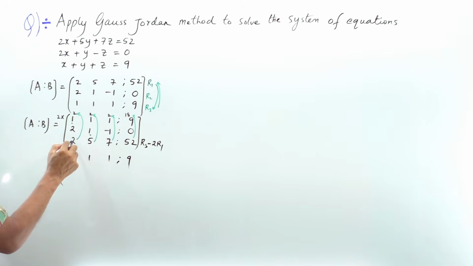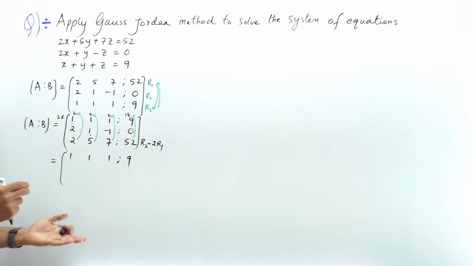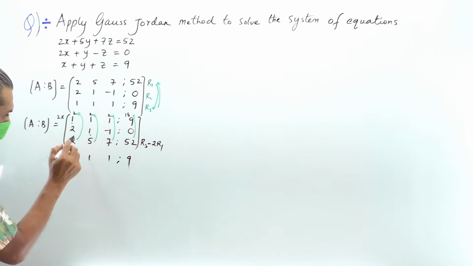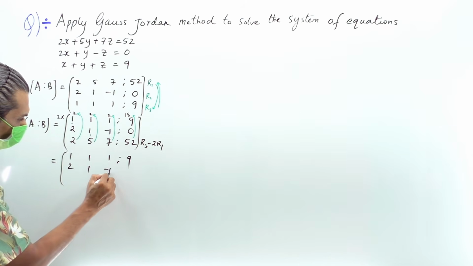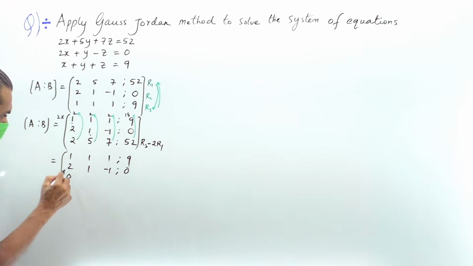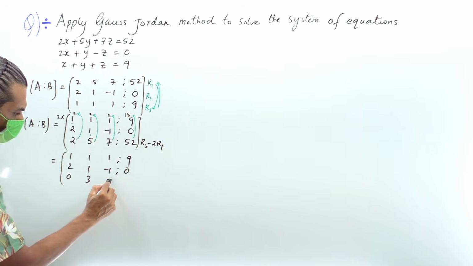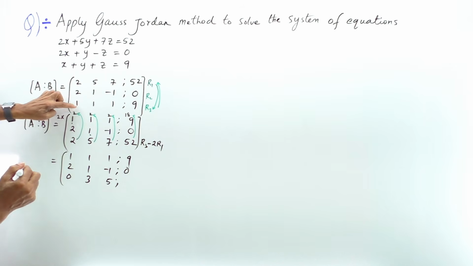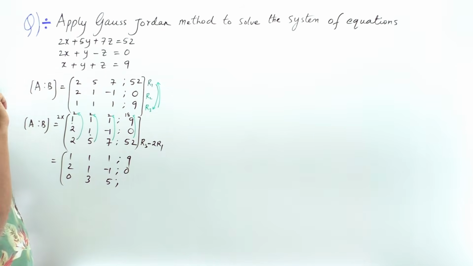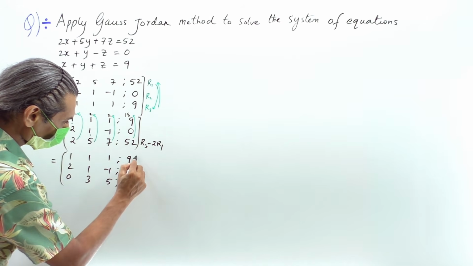See, first I will make this 2 0. 2 minus 2, first this, then this, then this. Go step by step in a systematic way always. 2 minus 2, so this 2 and this 1 and minus 1 as it is 0. Now 2 minus 2 is 0, 5 minus 2 is 3, 7 minus 2 is 5, 52 minus 18 will be how much? It will be 34. Simple maths.